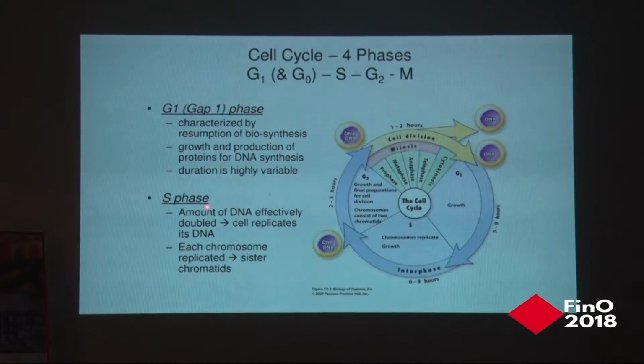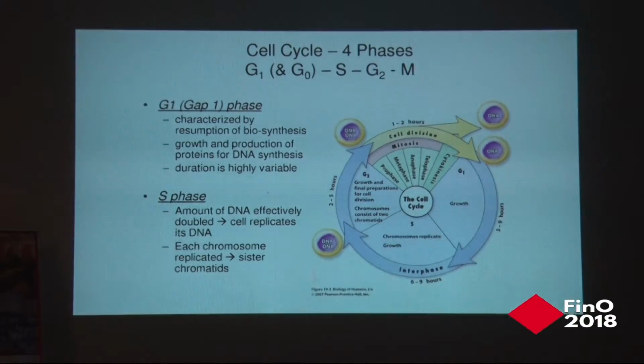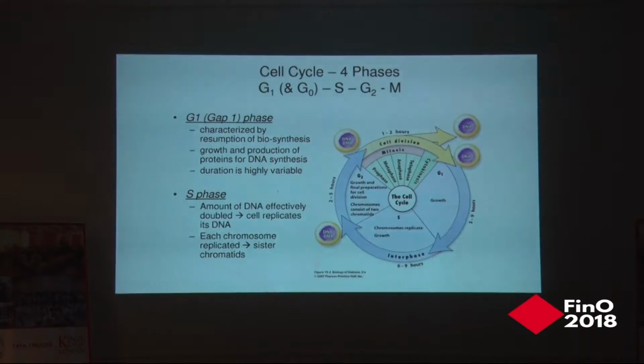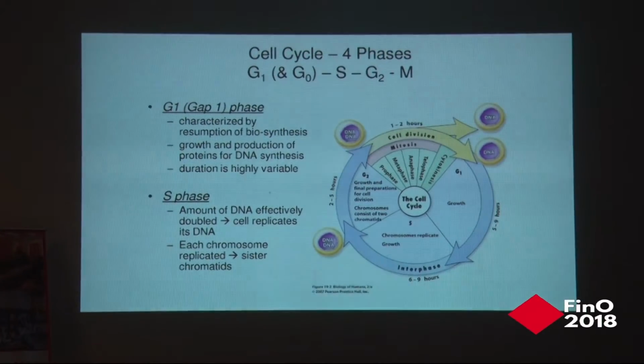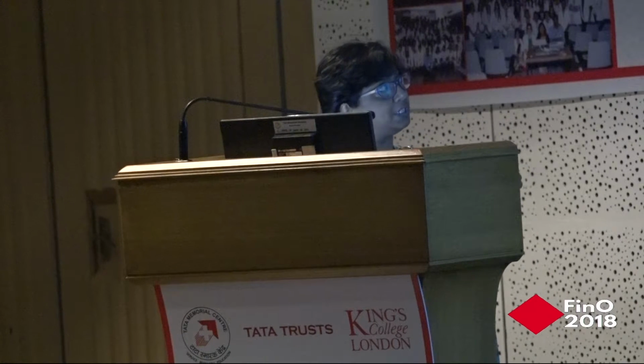So gap 1 phase is basically characterized by a lot of biosynthesis of the proteins and the organelles that are required for the synthesis of the DNA in the next phase of the cell cycle. So basically, in this phase of the cell cycle, the cell grows, and there is production of the proteins that are required for DNA synthesis. And the duration of this phase is highly variable.